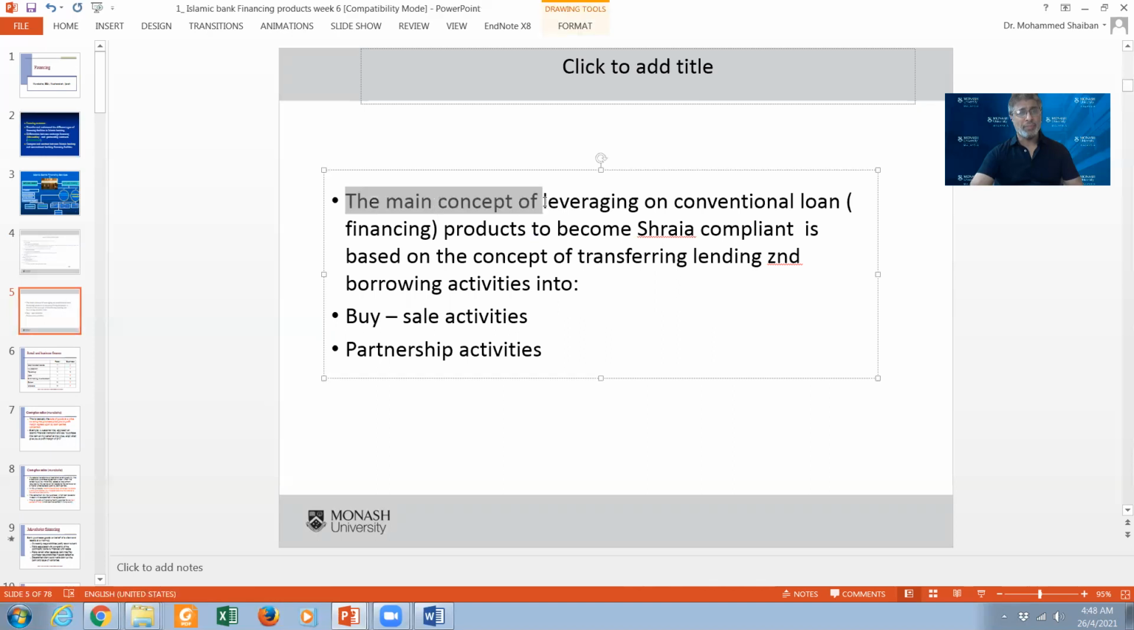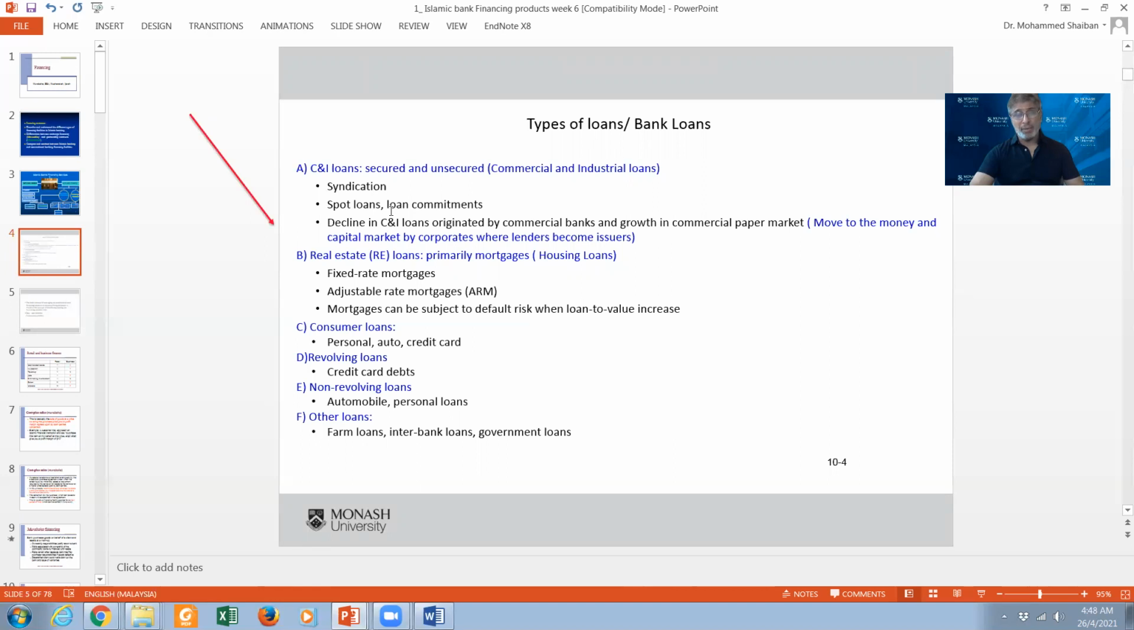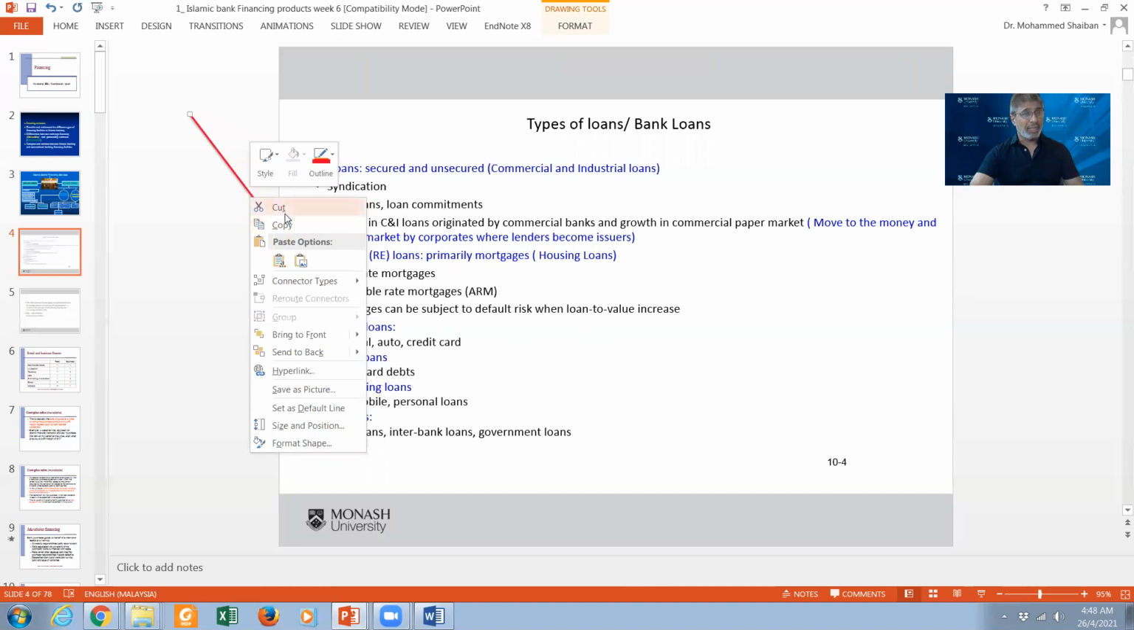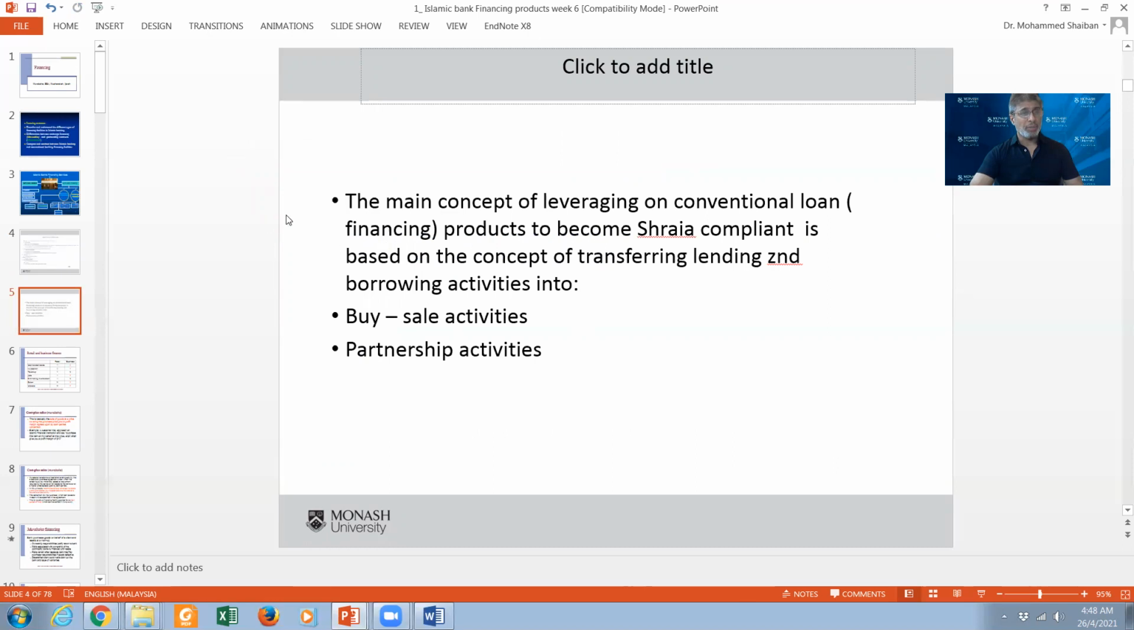So the main concept is to transfer all of those lending and borrowing activities, which depend on interest. I give you 1,000. You give me 10% interest, you give me 1,100, the 100 at the end of the year. And this is interest. I can give it for 2 years, it will be compounding, 3 years, 4 years, a housing loan for 20 years. There is always interest, which is the return. Now, to get out of this return, the only thing you can do is what Islamic banking does.